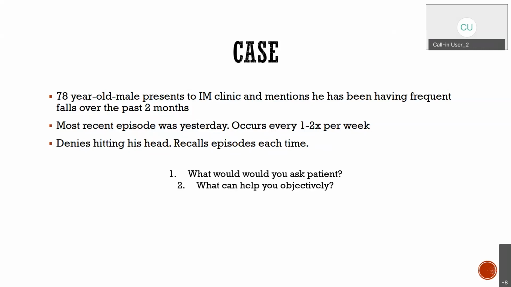So what can help you objectively? We've gotten this HPI from the patient, and we might have an idea of what's going on, but what can you get or order that might help you differentiate the different types of syncope?